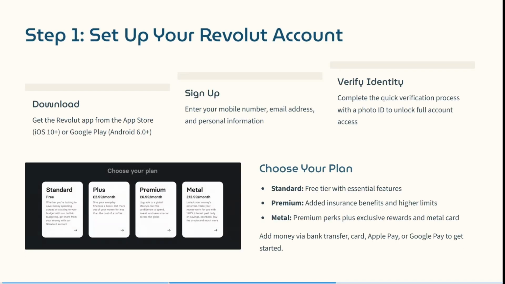The first thing is you need to download it. You can download it from the App Store or Google Play. Then you need to sign up. You can enter your mobile number, email address, and your personal information. And then you need to verify your identity.